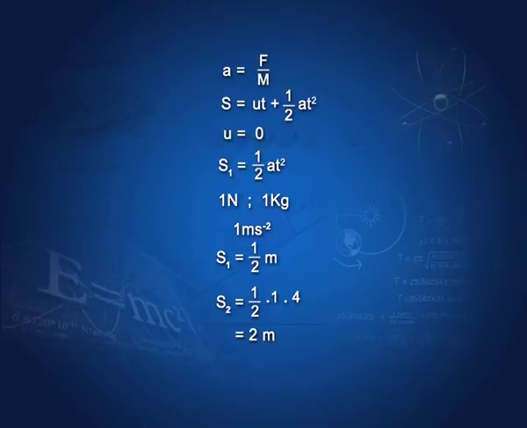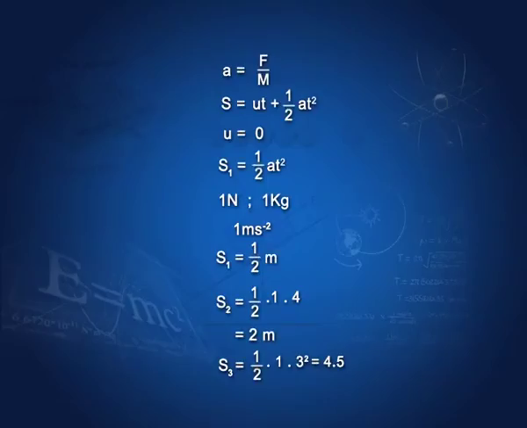Notice, first you travelled only half meter, next you travelled 2 meters, and in the next second your travel is going to be half, 1 and 3 square, that is going to give you a value of 4.5 meters. Very interesting, because the force is constant, the displacement per second is not the same. So, constant force is not doing constant work on that body every second.